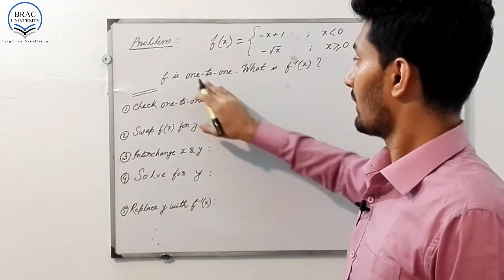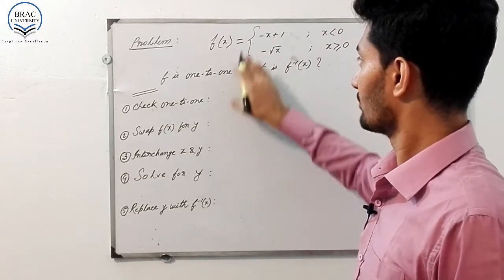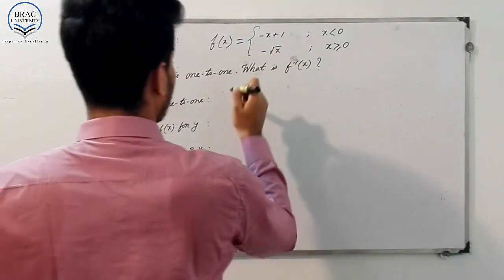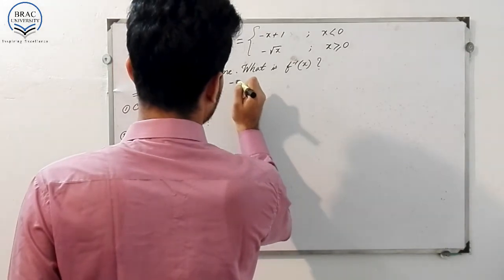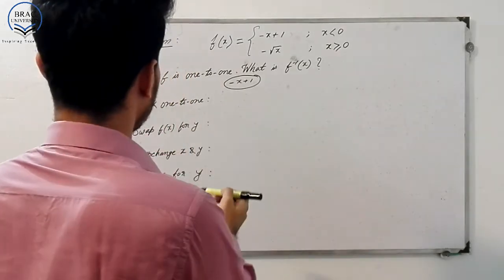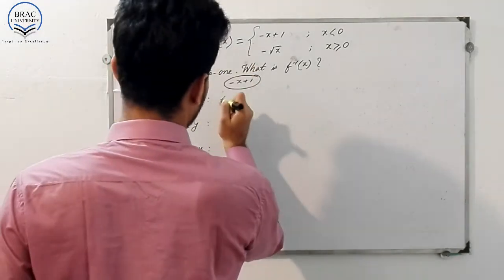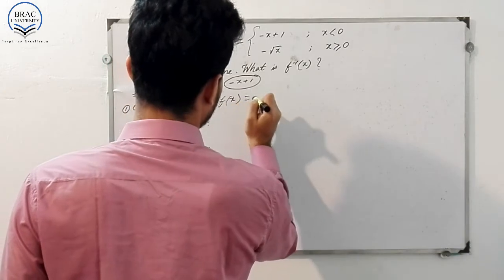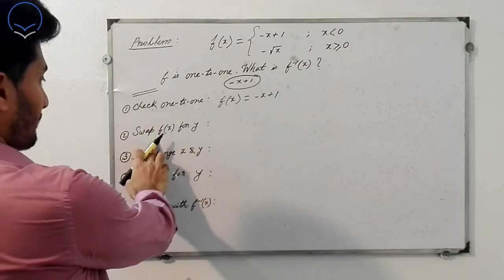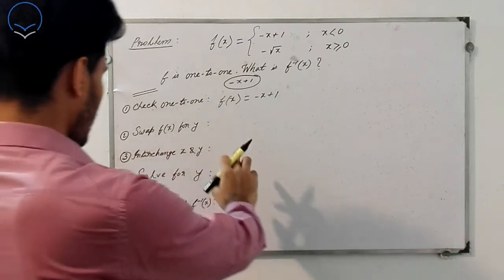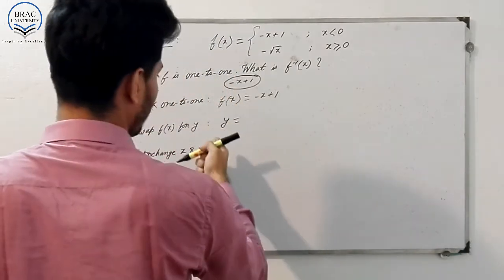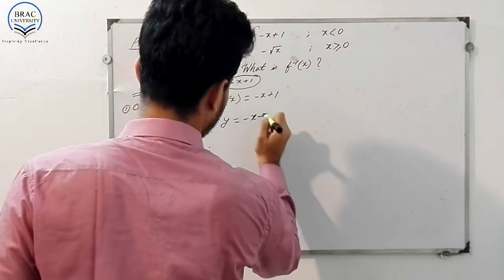So this function is already one-to-one, so let's work on the first part, minus x plus 1. We're going to work on this part first. Check if it is one-to-one. Yes, it is. So we're going to write f of x is equal to minus x plus 1. Great. Now we're going to swap f of x for y. So we're going to just write y in place of f of x, and everything remains the same.